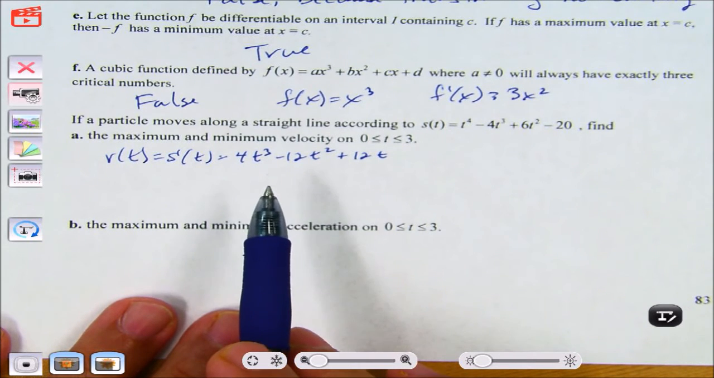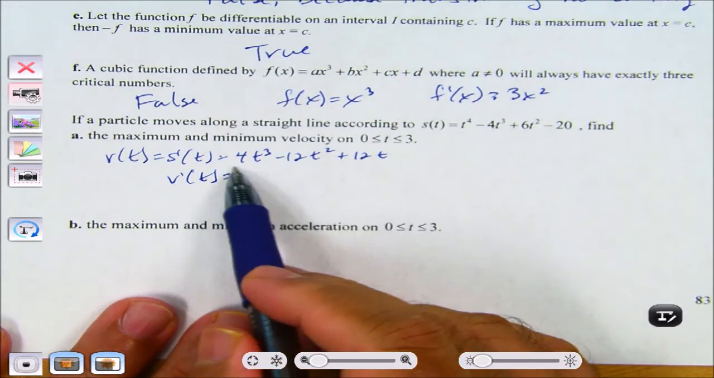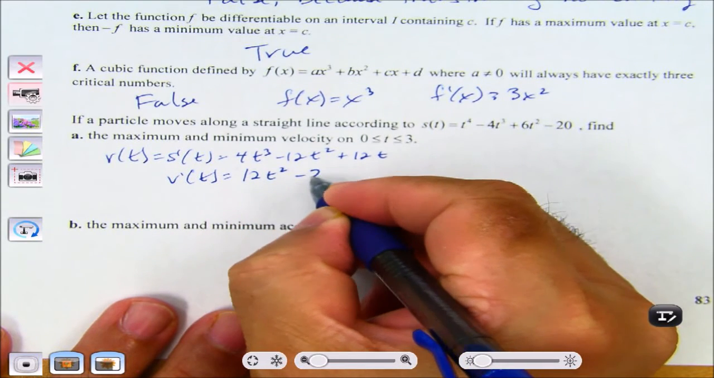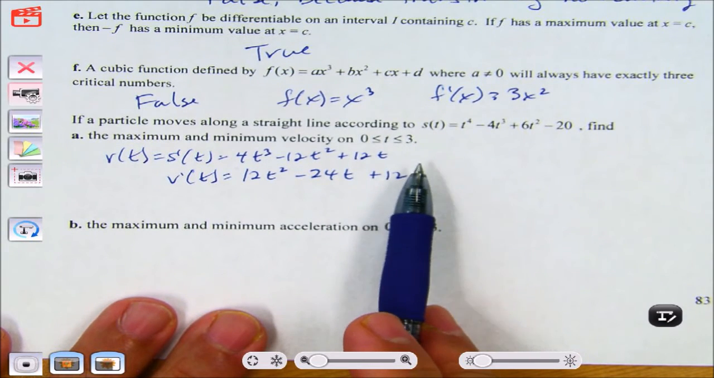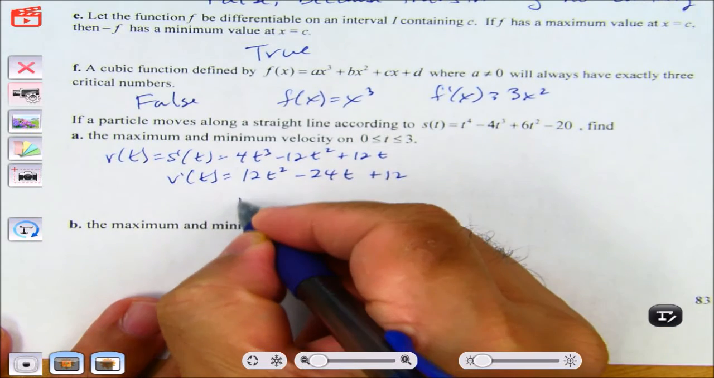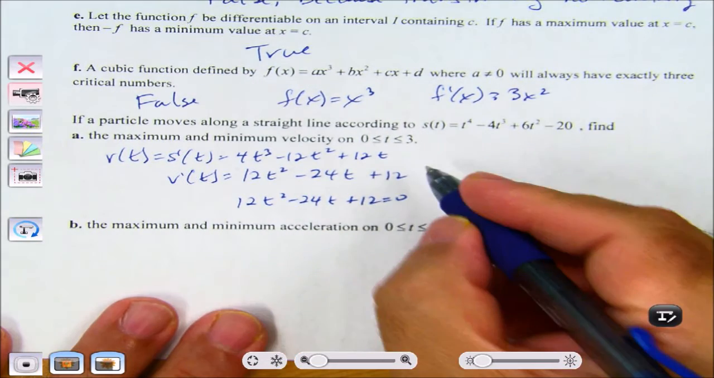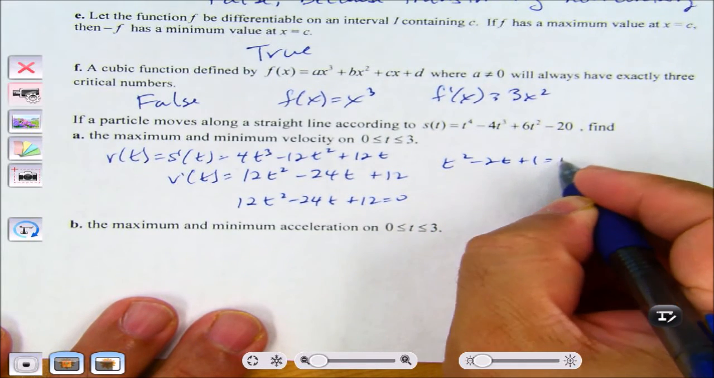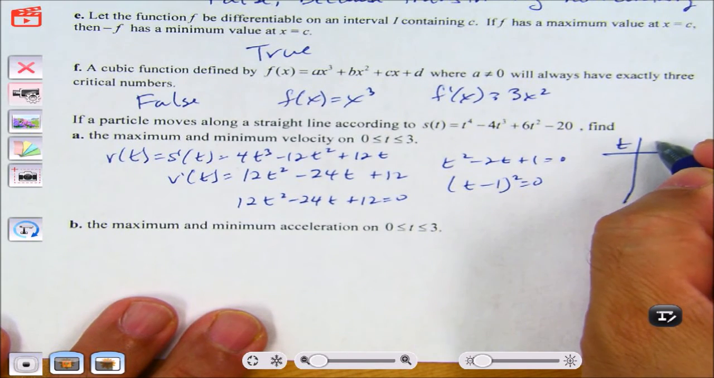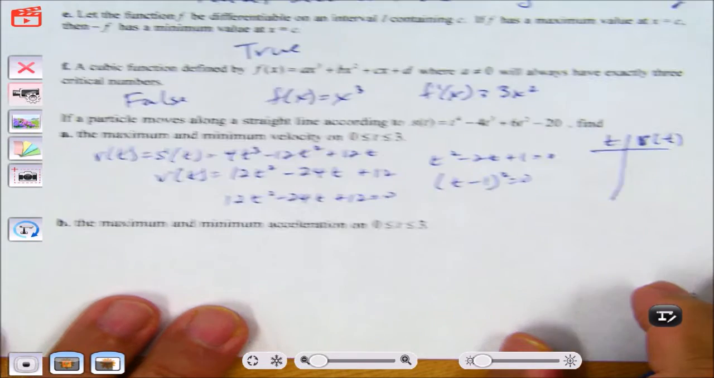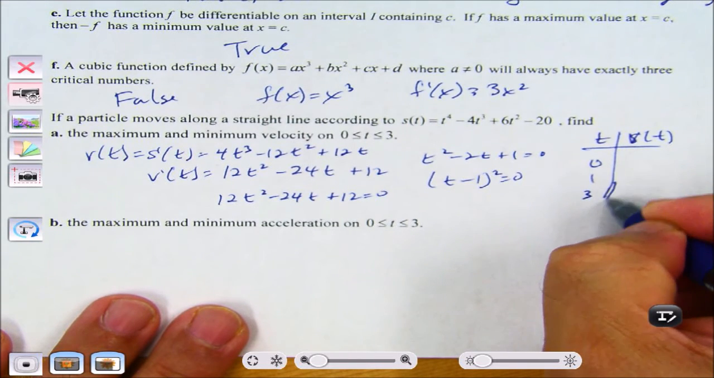So we need to take the derivative of this. Even though it's acceleration, we're basically just taking the derivative of velocity. We don't care that it's acceleration. So that's going to be 12t squared minus 24t plus 12. And we have this closed interval from 0 to 3, so we're doing the extreme value thing. Set this equal to 0 to find the critical values. I factor out the 12, and I get t squared minus 2t plus 1 equals 0. So that's t minus 1 squared equals 0. So I make my chart. This is t and v of t, because we want the maximum and minimum velocity. So that's 0, 1, and 3. That's what we're checking.